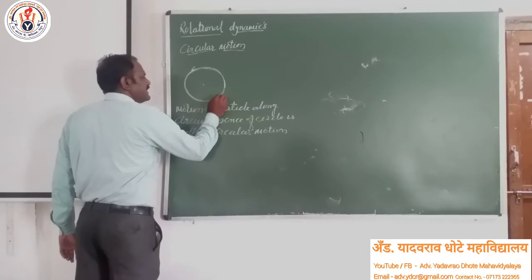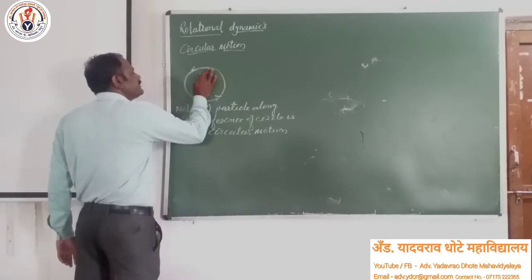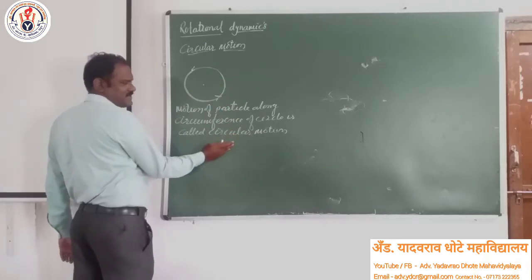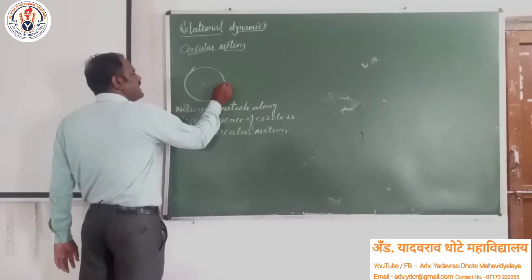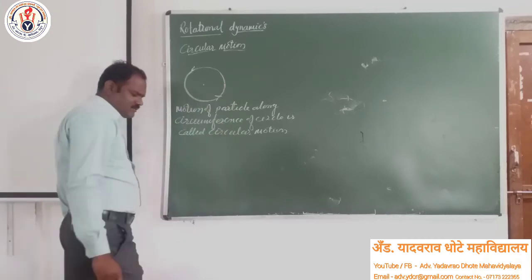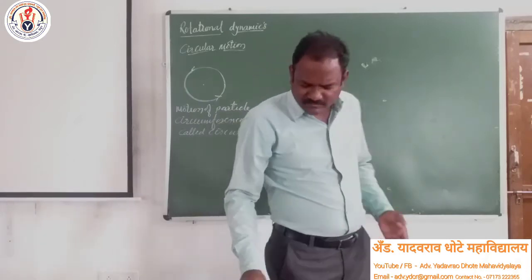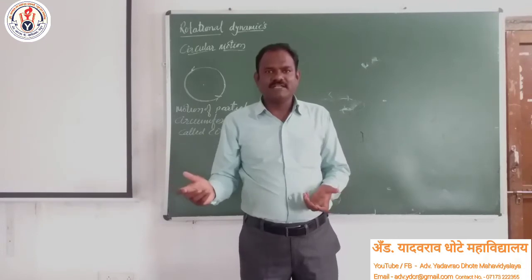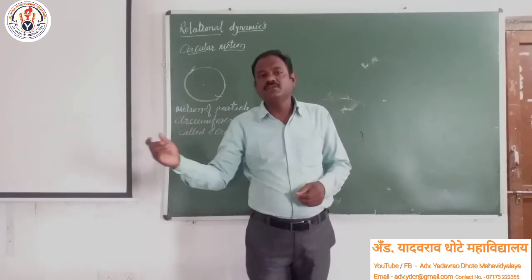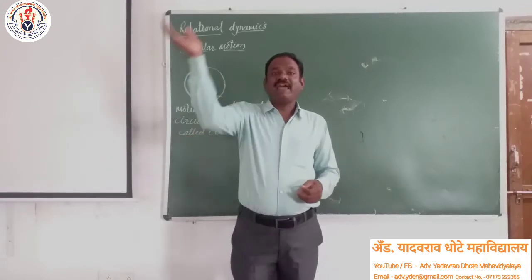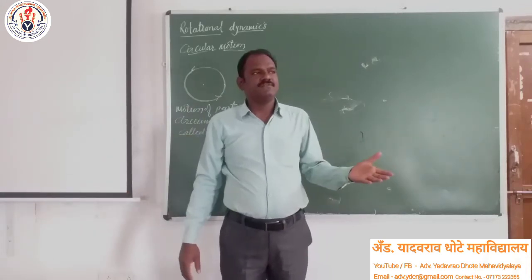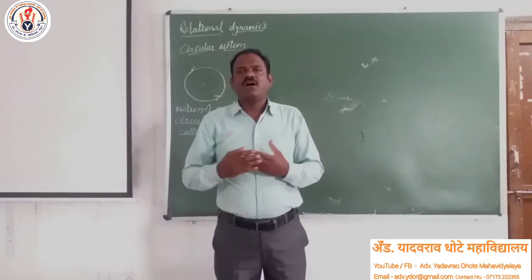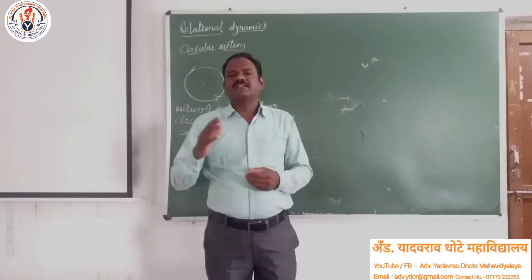This is an important point. The particle maintains its position on the circumference while performing the motion, so that motion is called circular motion. What are the examples of circular motion? Motion of the earth around the sun, motion of the moon around the earth, motion of the hands of a clock, motion of the wheel of a cycle, motion of a motor. All these are examples of circular motion.